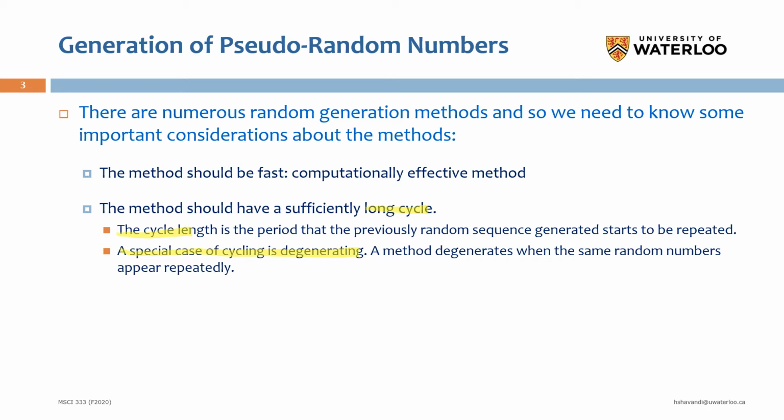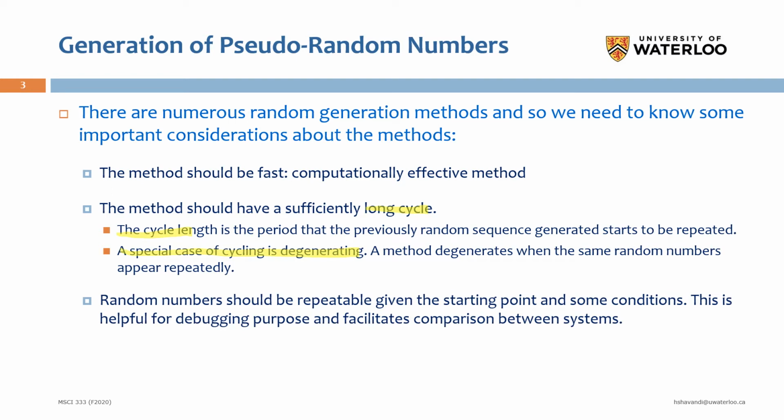If we have a random number generator whose cycle is too short, and the random numbers are repeating over time, then that's definitely not a good random number generator method. The random numbers should be repeatable under some conditions, given the same starting point, because without this we can't debug the methods or compare the different methods. But this repeatability doesn't mean the method is not a good one, because they should be repeatable, but after a very long cycle.